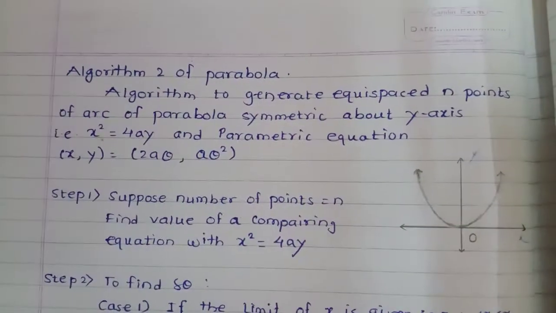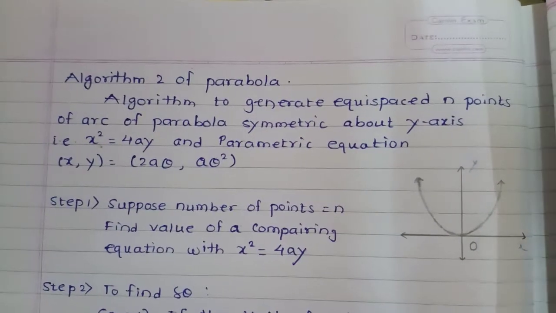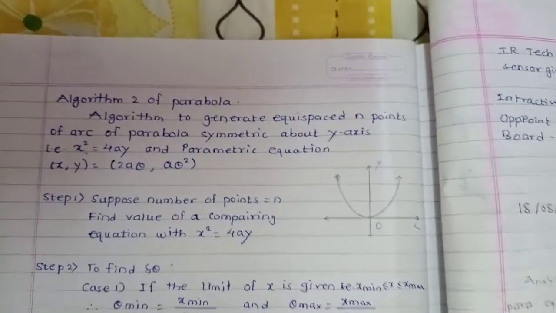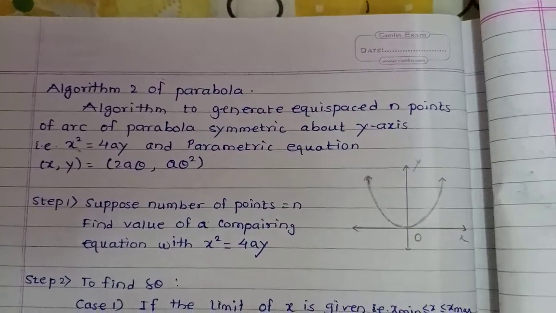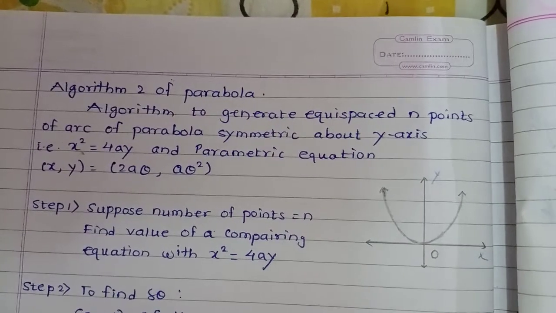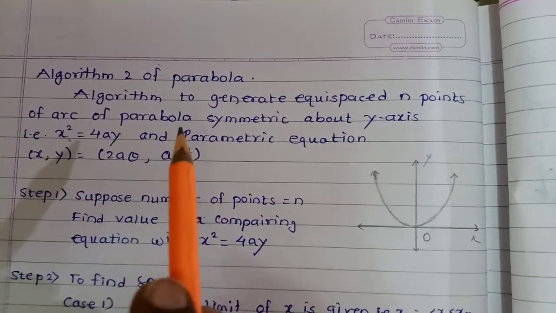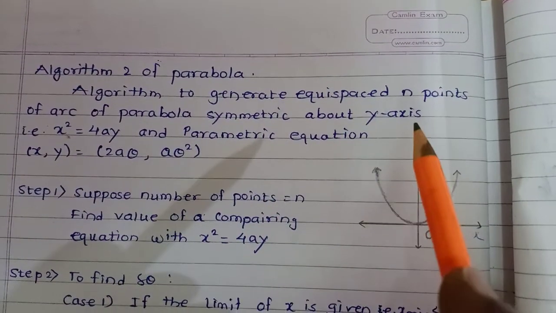Hello friends. In our today's video, we discuss the second algorithm of parabola. In the second algorithm of parabola, see what is our given thing. That algorithm is to generate equispace endpoints of an arc of a parabola symmetric about the y-axis.